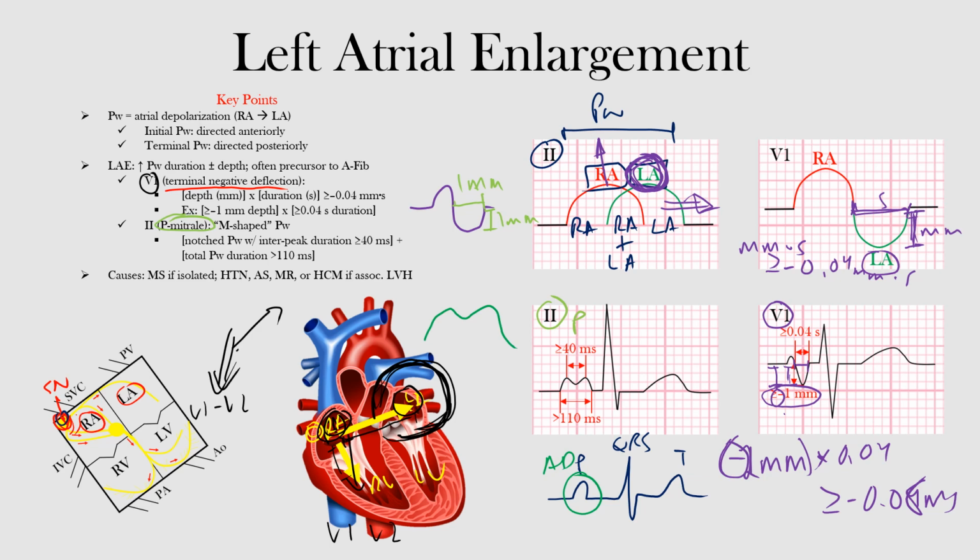And what we're saying is that the duration of it should be greater than 110 milliseconds, because remember, 110 milliseconds is pretty much the upper limit of normal for the duration of a P wave in lead 2. So from here to here should be greater than 110 milliseconds. Okay, and we should also see that there should be peaking, where we see this notching of the P wave.